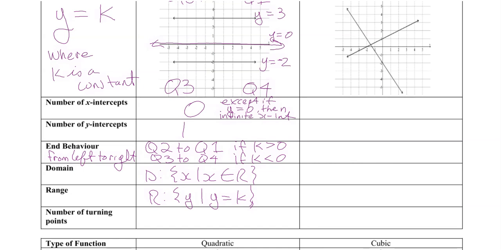How many turning points? So does this graph turn anywhere? So here we go. Any turns? Nope. Straight line, right? So a straight line, a linear function, will have 0 turning points. It won't turn, because it's just a line.